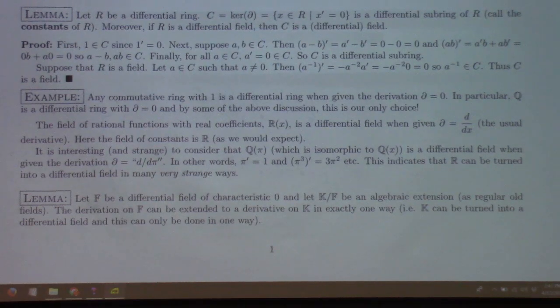Let's see here. Any commutative ring with 1 is a differential ring when given... Oh, this is kind of stupid, right? You can take any commutative ring you want and define the derivative to be 0 on it. It's a differential ring. But you probably should say, who cares? I mean, great, but... Yeah, who cares, right? Exactly. Apparently, Bill, since he put it in his notes, but fine.